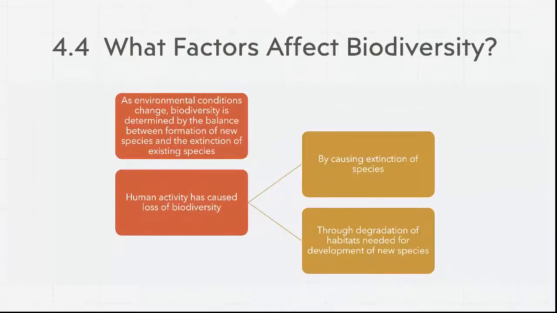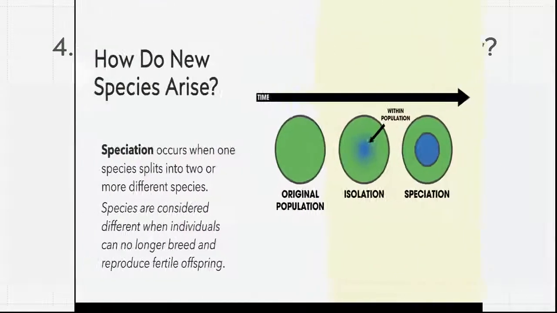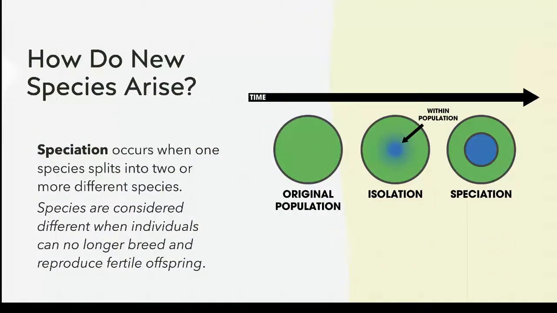Next, let's talk about what factors affect biodiversity. As environmental conditions change, biodiversity is determined by the balance between formation of new species and the extinction of existing species. Human activity has caused loss of biodiversity by causing extinction of species and through degradation of habitats needed for development of new species. Let's talk about how new species arise.